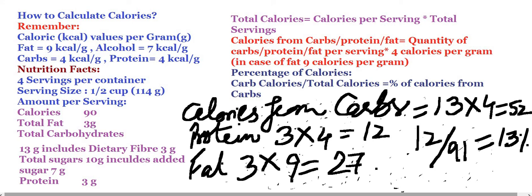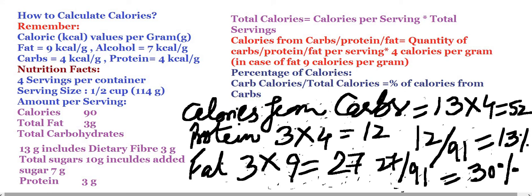In case of fat, the number of calories is 27 divided by 91. So 27 divided by 91 comes to 29.6, so I will round off to 30%. So the percentage of calories from fat is 30%. This way you can get the calculation done.